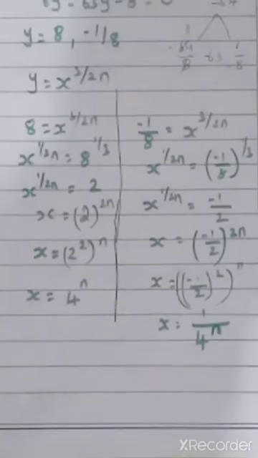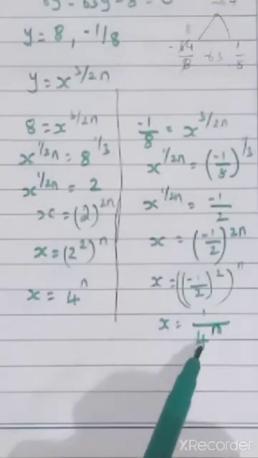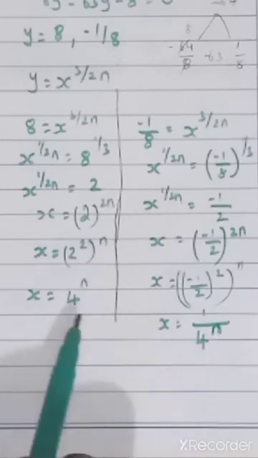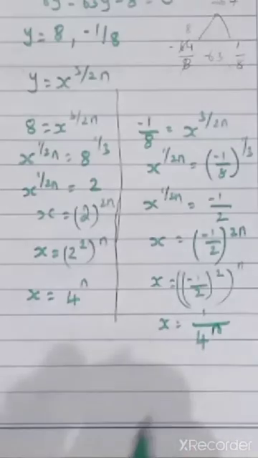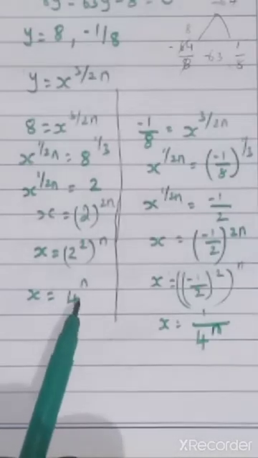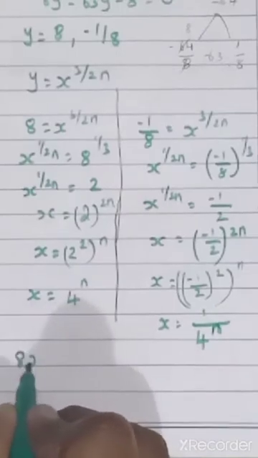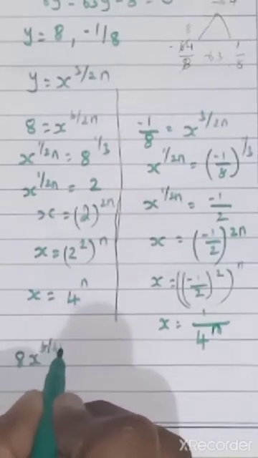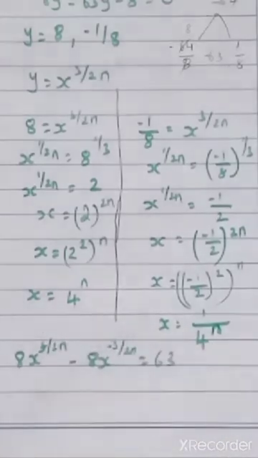So what are the two values we got? x equals 4^n and x equals 1 by 4^n. Now what you have to do is substitute x equals 4^n and x equals 1 by 4^n in the question and check which value satisfies the equation, whether 4^n satisfies or 1 by 4^n satisfies. You have to check using the question. So what is the question given? 8x^(3/2n) minus 8x^(-3/2n) equals 63.